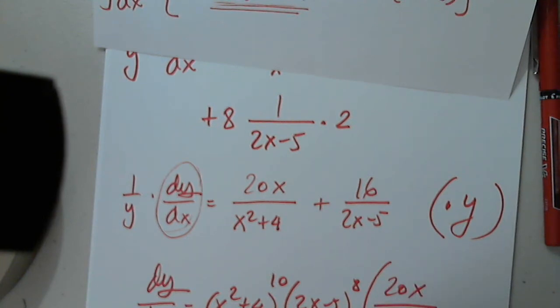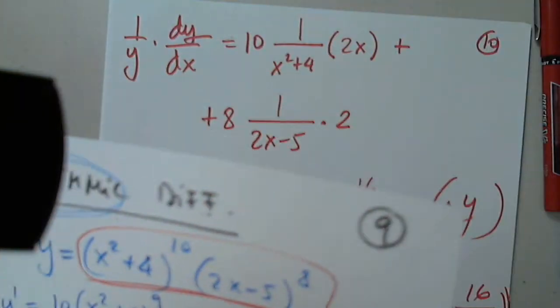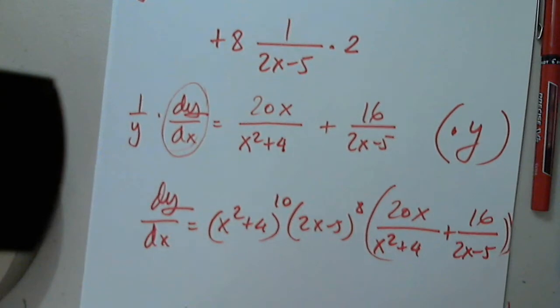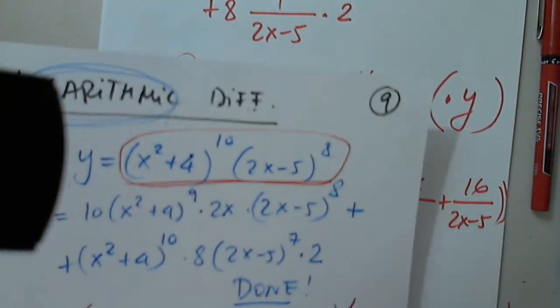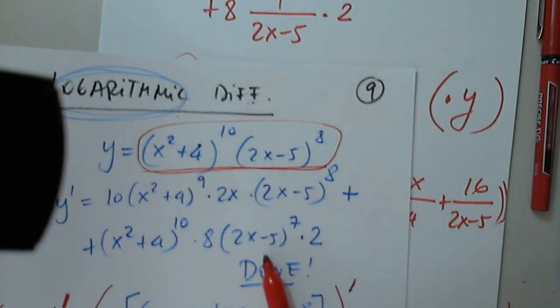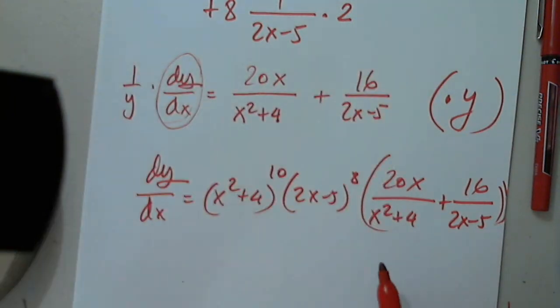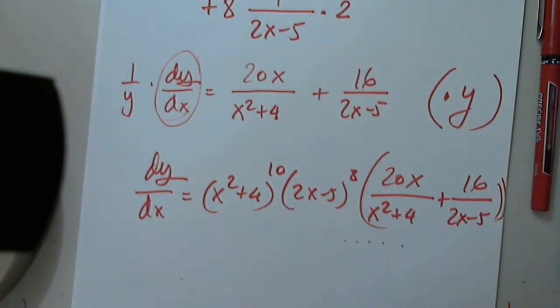20x over x squared plus 4 plus 16 over 2x minus 5. Now you can say, wait a minute, what's all this? How come is this? Yes, it will be, when we simplify it and distribute these in here. So yes, they will be identical, guaranteed.